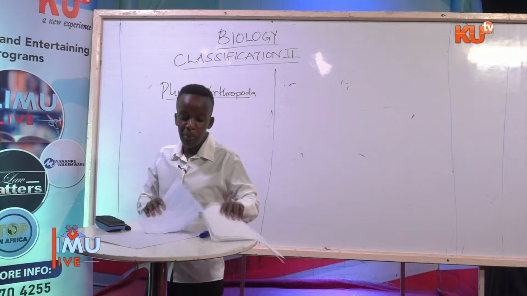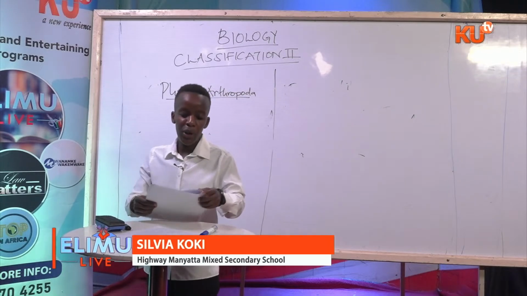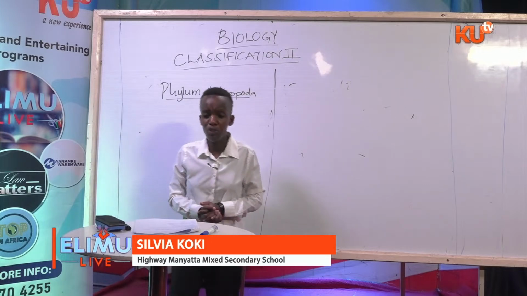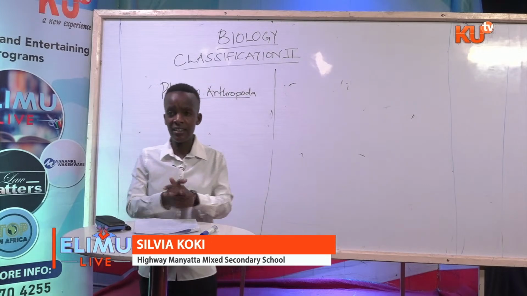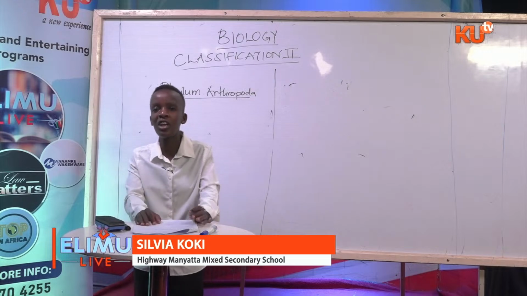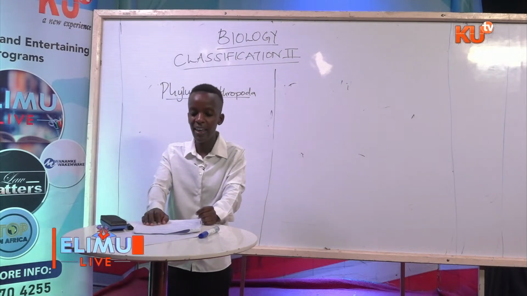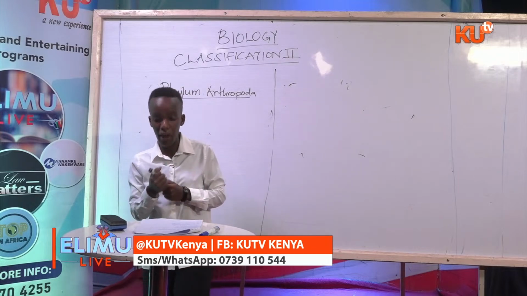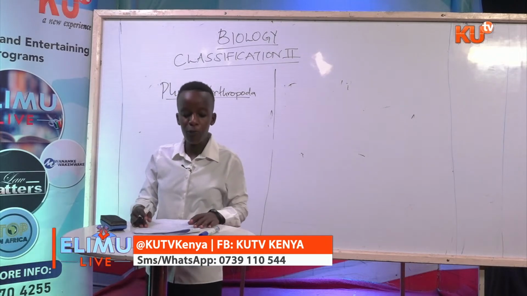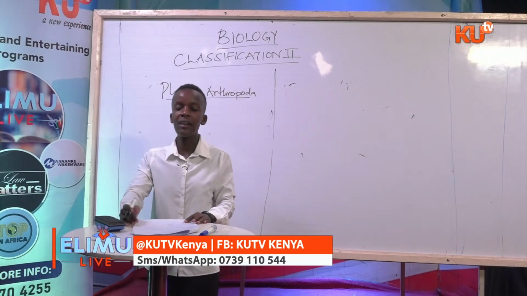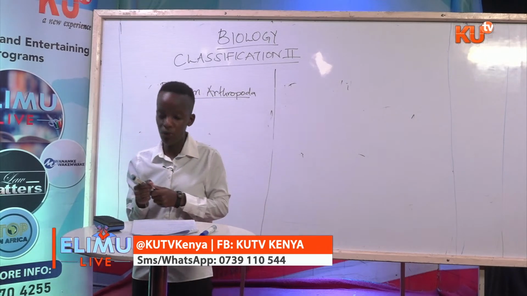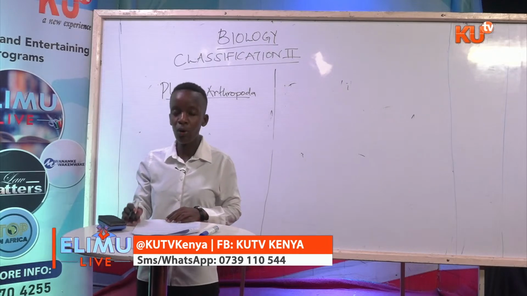Learners, remember too, when we are creating a dichotomous scheme, we usually consider these characteristics so that we can differentiate one organism from another. The arachnids have 2 body parts, the cephalothorax and the abdomen. And they have 4 pairs of legs, and these legs tend to have toothed claws.